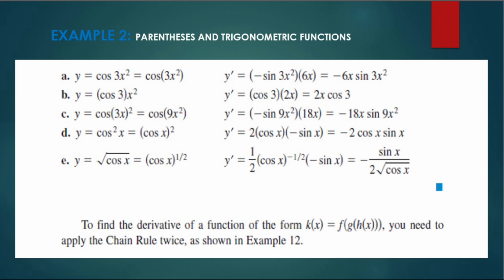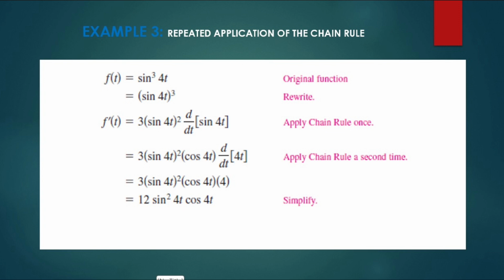So for example letter E, we have y is equal to the square root of cosine x, which is equal to cosine x raised to 1/2, and its y prime is equal to 1/2 with parentheses cosine x raised to negative 1/2 times with parentheses negative sine x, which is equal to negative sine x divided by 2 times the square root of cosine x. Here is example number 3, the repeated application of the chain rule.